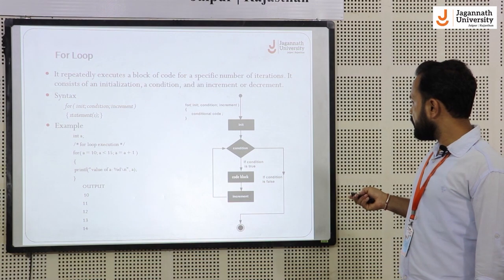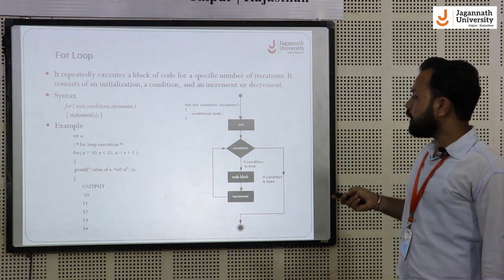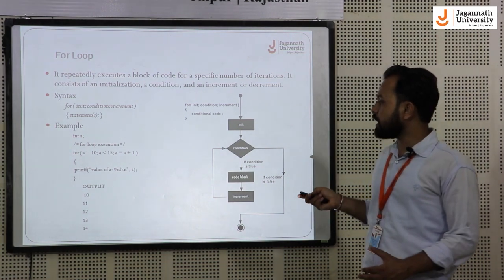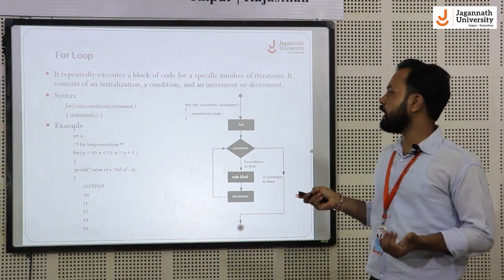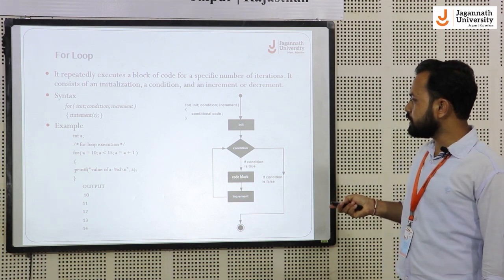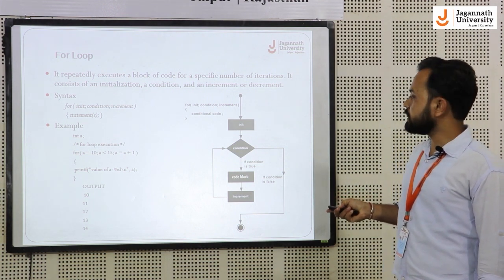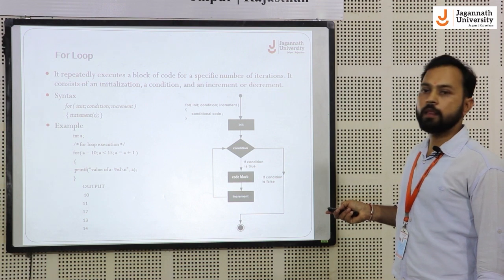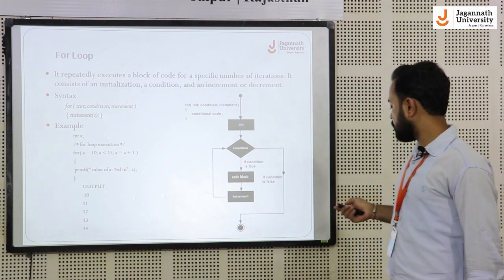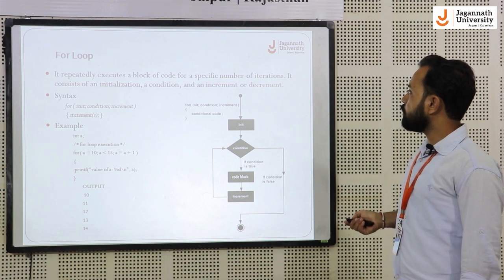So, this will continue until this condition becomes false. After the 5 increments, the value of A will be 15 and this condition will be false. So, this is the output of this code: 10, 11, 12, 13 and 14. After 15 this code will stop. So, this is the for loop.